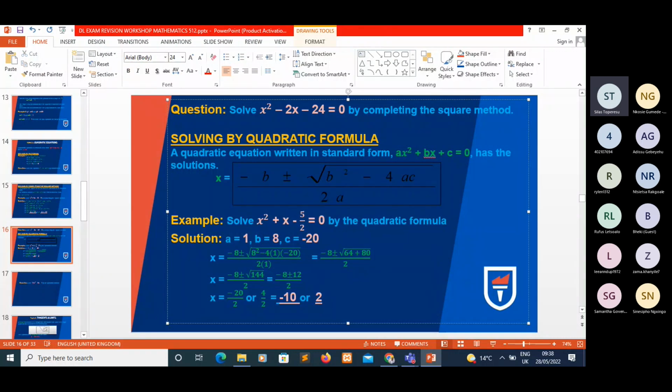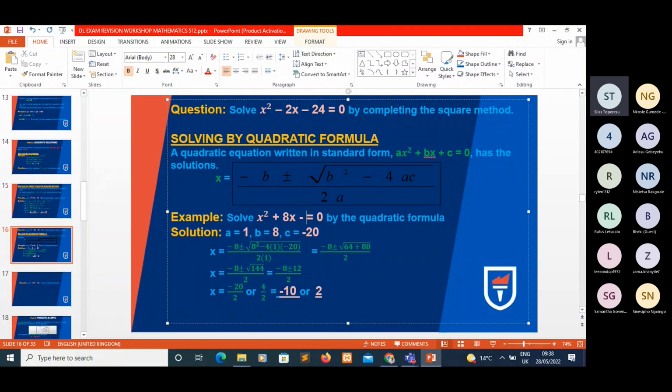Let's say here I've got x squared. My a is x squared. And here also my b is 8. Okay, I have 8 as my b. Then here I have also 20 as my constant. I've got 20 as my constant.